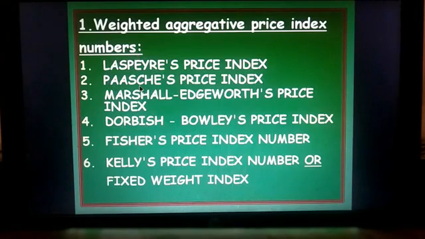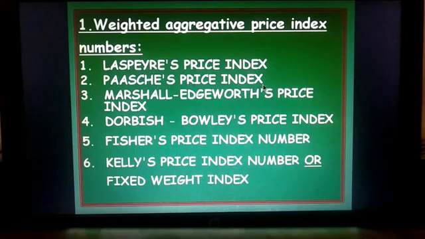What Paasche suggested later is, instead of base year quantities, we can apply current year quantities. Then later, Marshall-Edgeworth suggested we can include the arithmetic mean of both base year quantities and current year quantities. That is nothing but, in Laspeyres' price index number, Q0 will be the applied weight, because it is the base year quantity, which is written in notation as Q0.